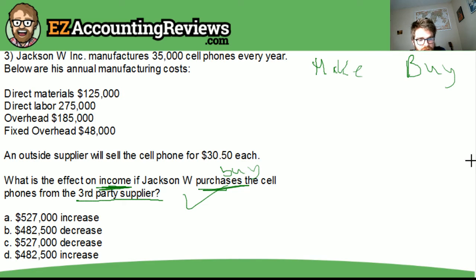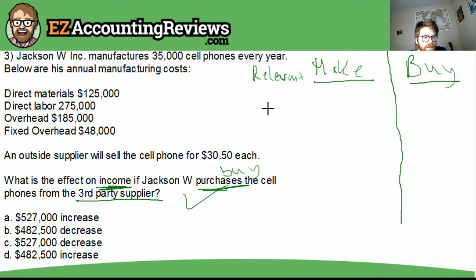Okay? So here you're going to set up a little chart, a little table. Make over here, buy over here, and put a little line down the middle. And over here you're going to have your relevant costs, okay? And that'll be here. And I'll put another line, a really straight line. So anyway, now we know what they're asking for. We need to start looking at the data and see what we need.